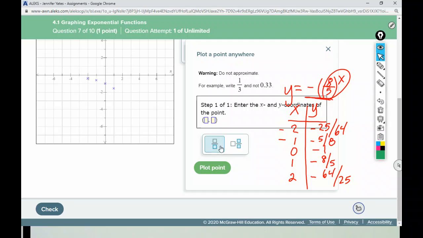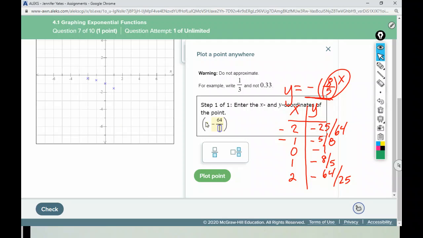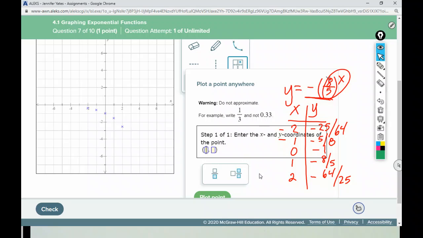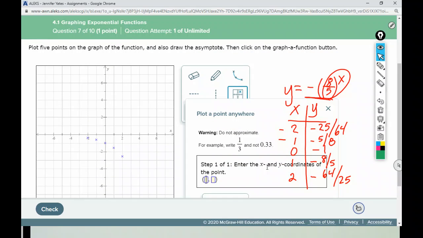Ooh, which way is this going? Down. And we have 2 and -64/25, going down. Why did it go down? Because it's negative. That's exactly why. Because it's a negative function, that's what makes it go down.